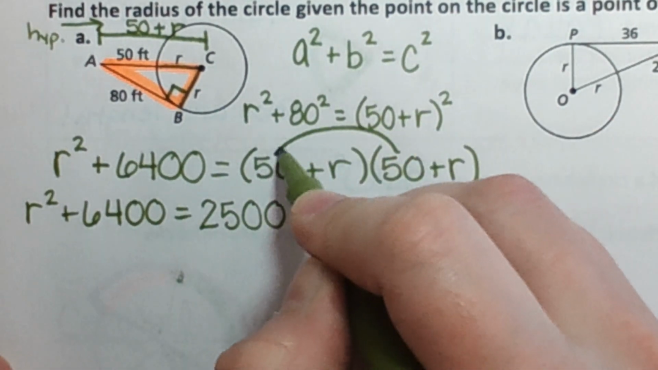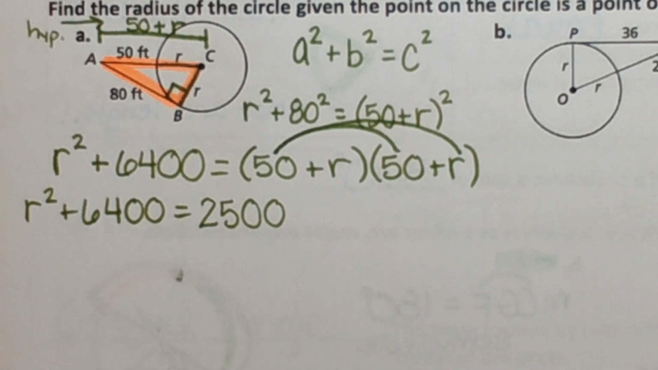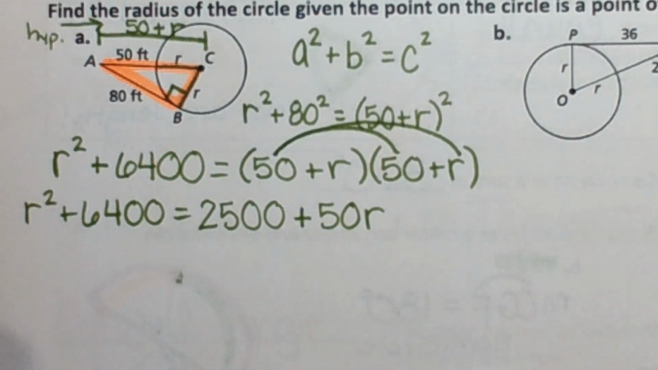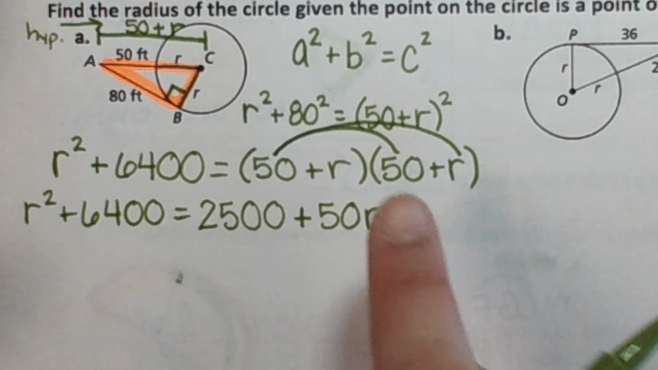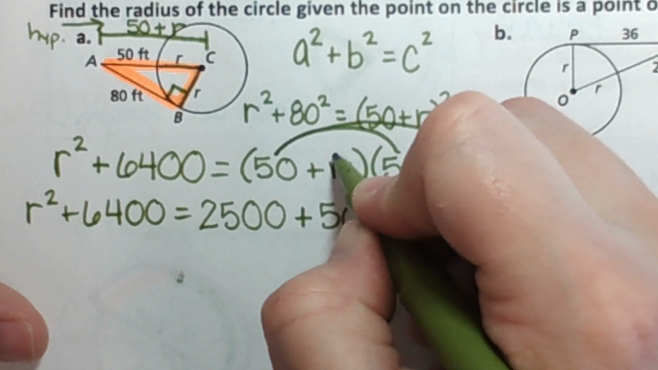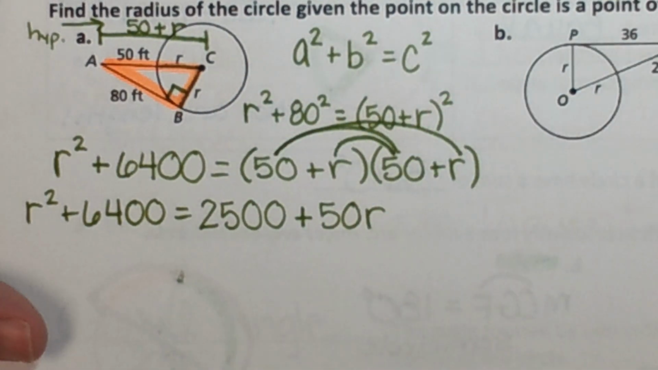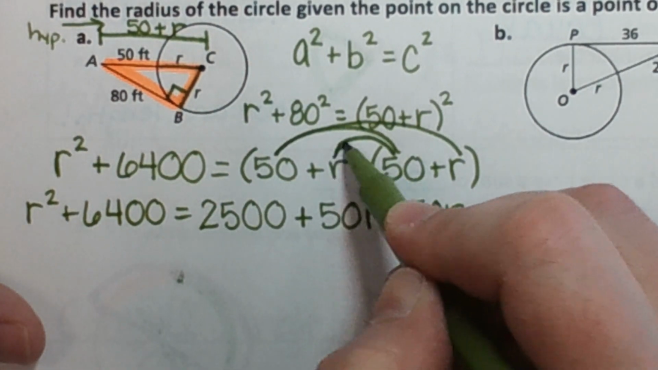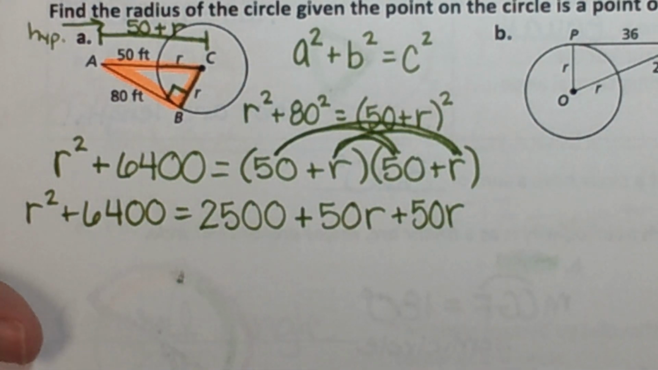And then the 50 also has to be multiplied by the r, because everything in the first parenthesis has to multiply by everything in the second parenthesis. What is 50 times r? Positive 50r. Did the 50 of the first parenthesis multiply by everything in the second one already? Yes. So now we move on to the next number in the first parenthesis, the r. It multiplies by this 50 now. It's another 50r. And now the r multiplies by the r. R squared.